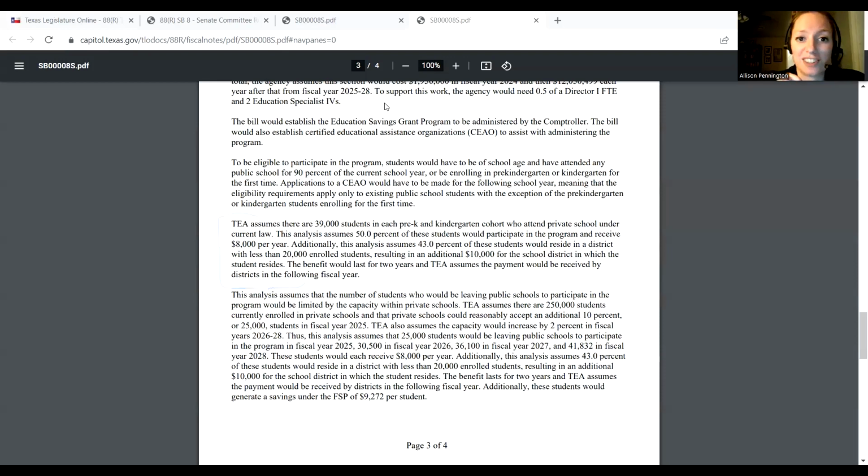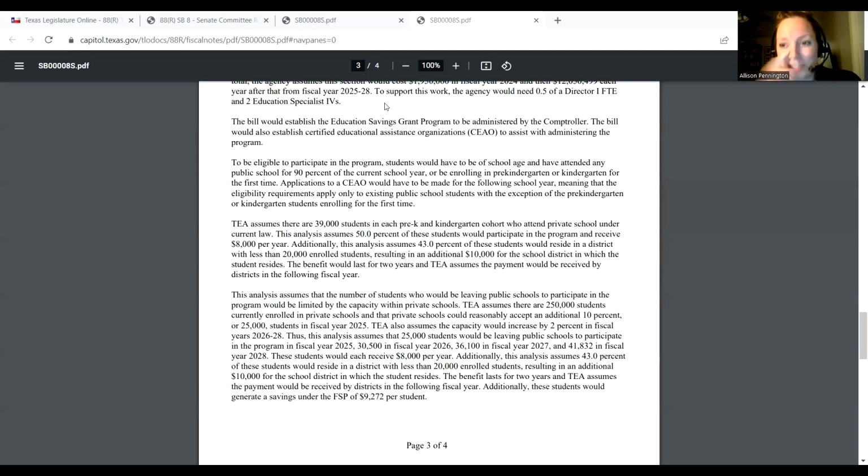So Texas Education Agency helped out with this part of the analysis, and they assume there are 39,000 students in that pre-K kindergarten group who already attend private school under the current law. So even without education savings accounts, we've got 39,000 kids who enroll in those early grades every year. This analysis assumes 50% of these students would participate in the program and receive $8,000 per year. If I'm reading that right, that means the assumption is we're going to be drawing from kids who would already be going to private school anyway. If I'm misreading that, write in, let me know.